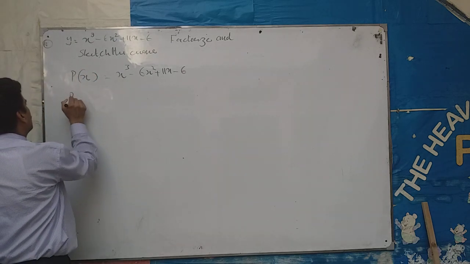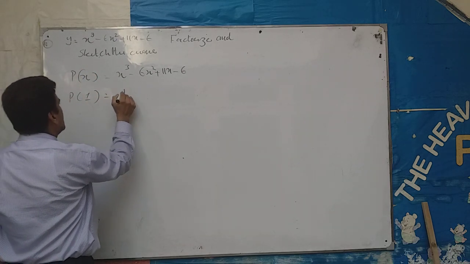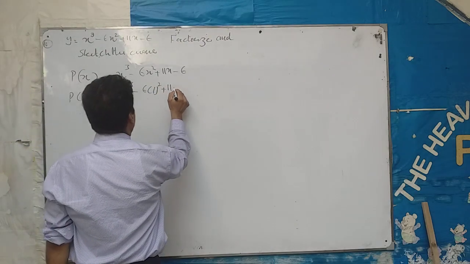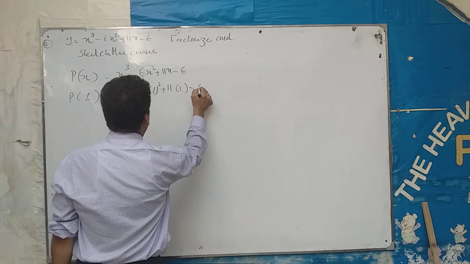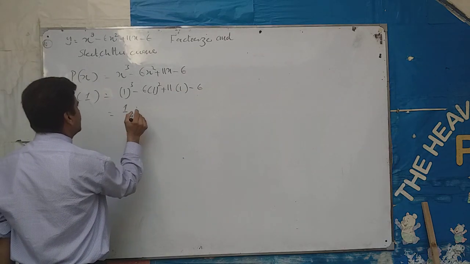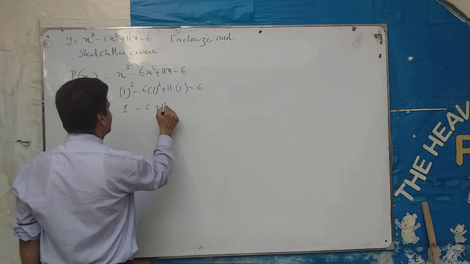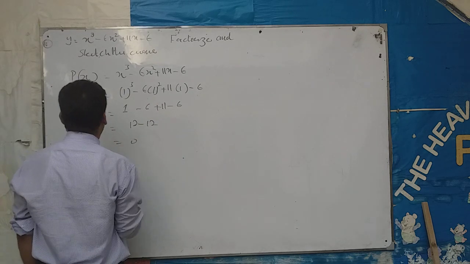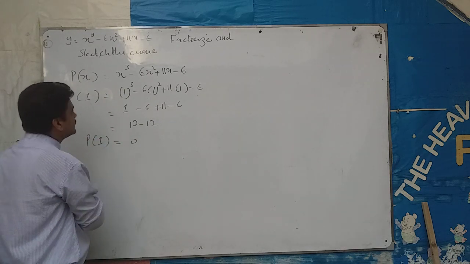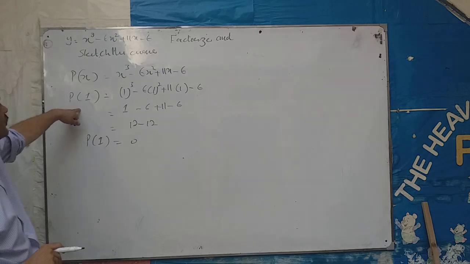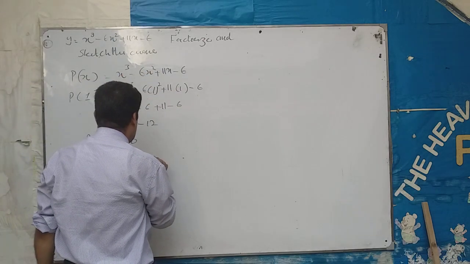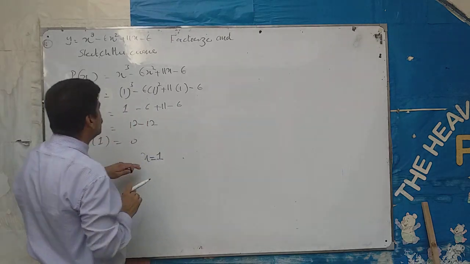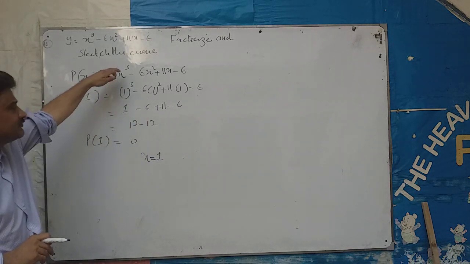We put x equal to 1: 1 cubed minus 6 times 1 squared plus 11 times 1 minus 6. We get 1 minus 6 plus 11 minus 6, which is 12 minus 12, which becomes 0. Hence x equal to 1 is a root of this polynomial, a value of x or solution of this polynomial.